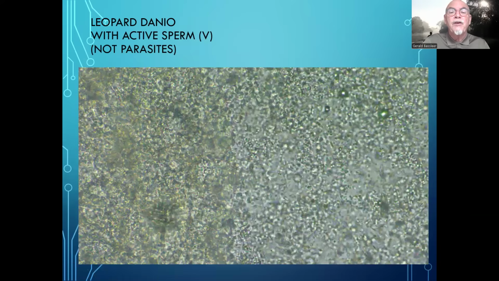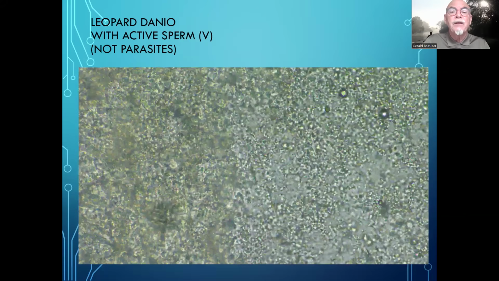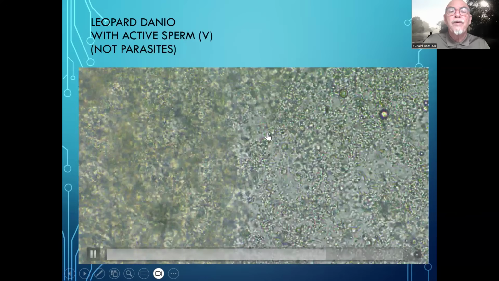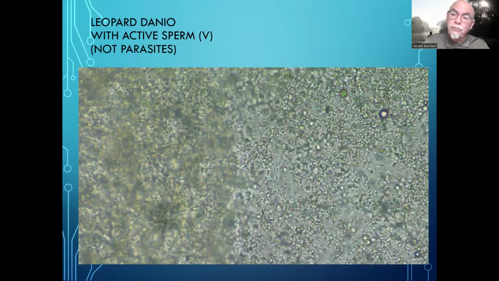During my examination, we found the gonads of this female leopard danio, and you see the sperm moving here. I just want to show you that because these are not parasites. It's something you might learn to detect when you examine male fish, that you look at the sperm, that it's not regarded as a potential parasite.